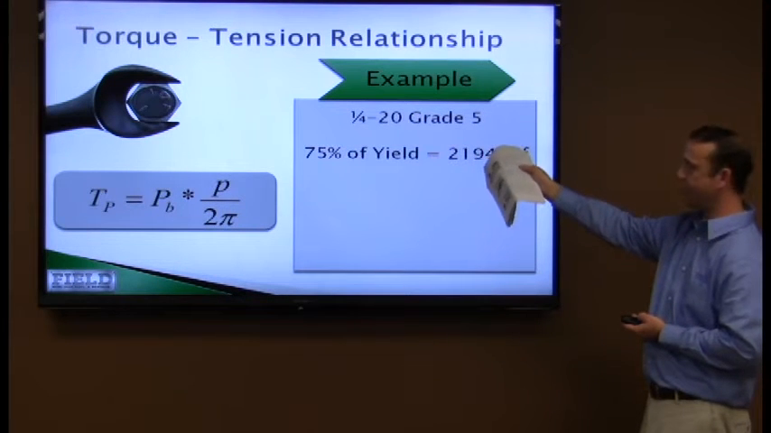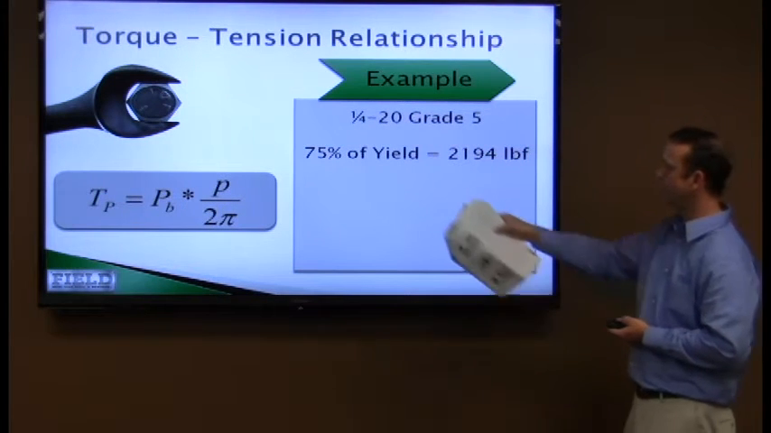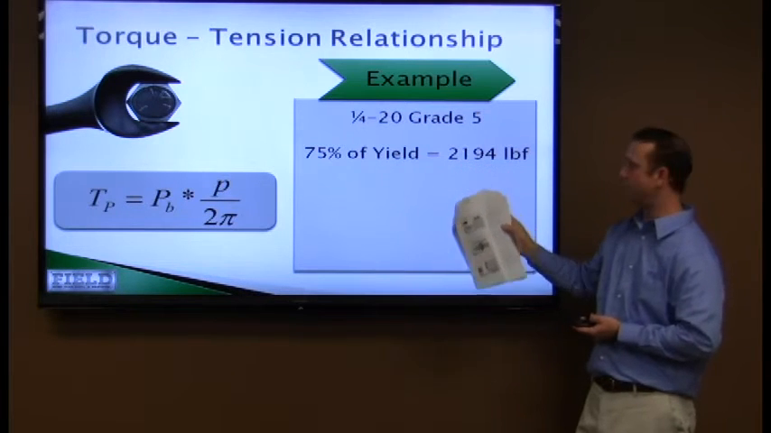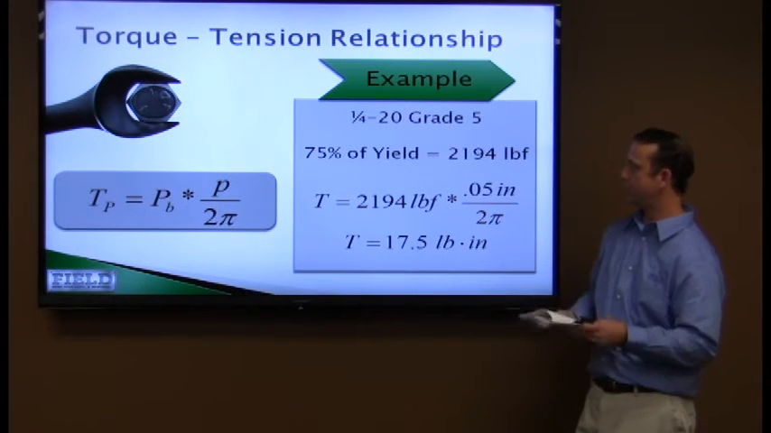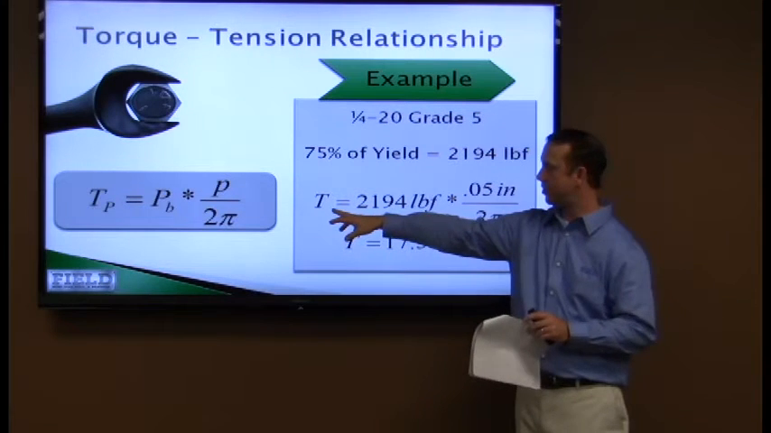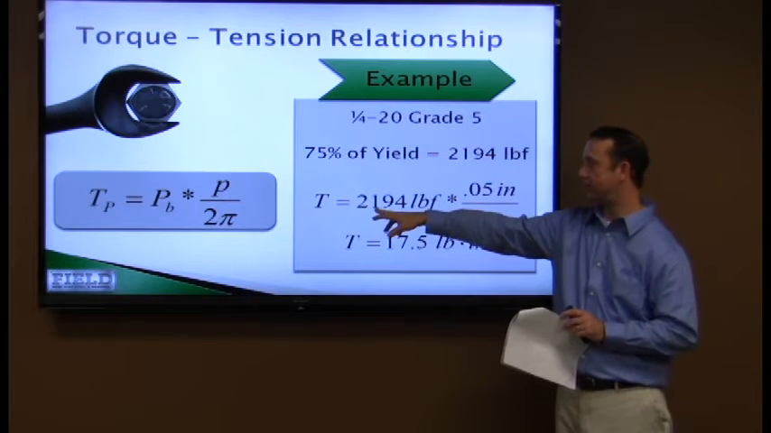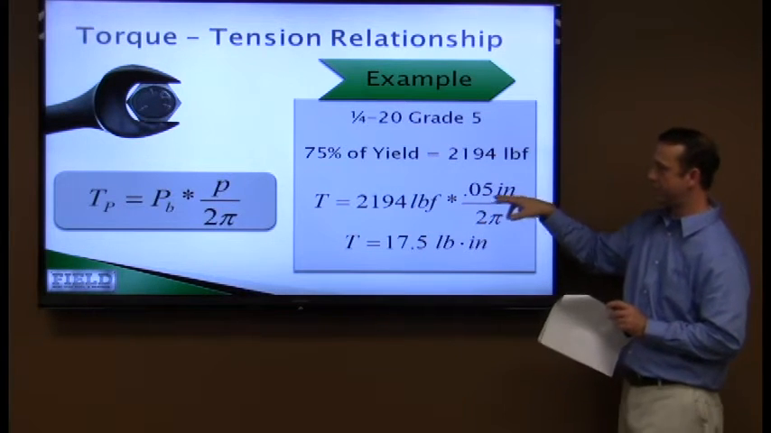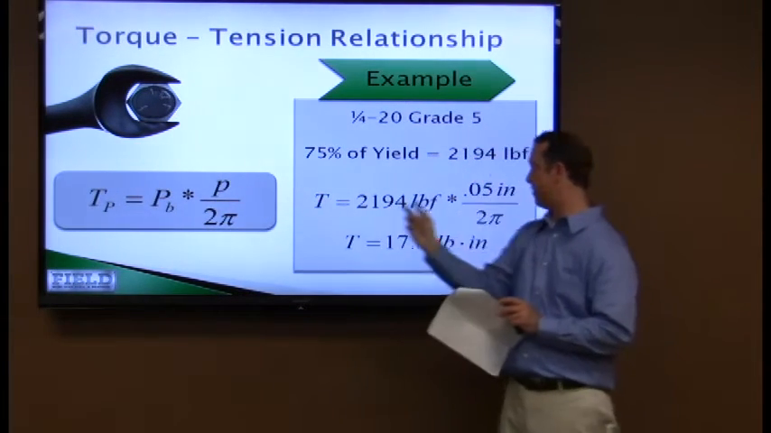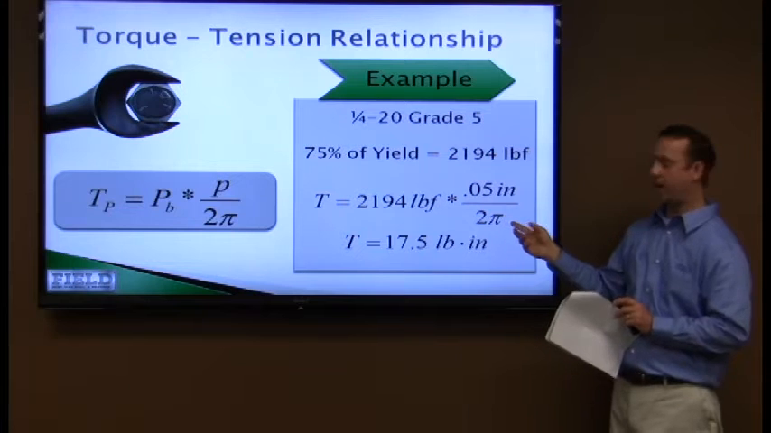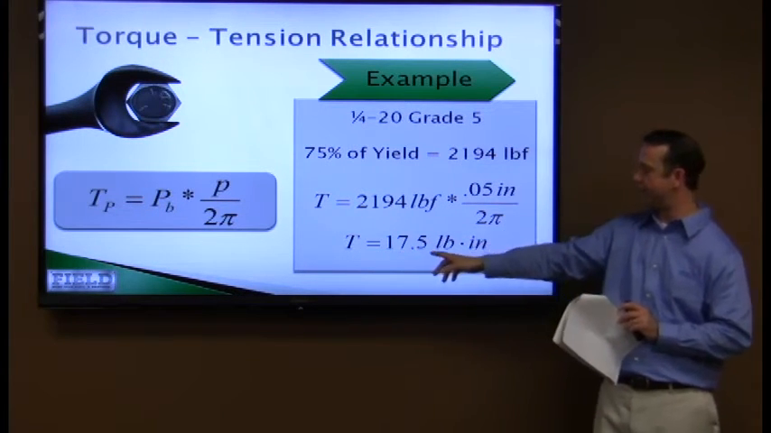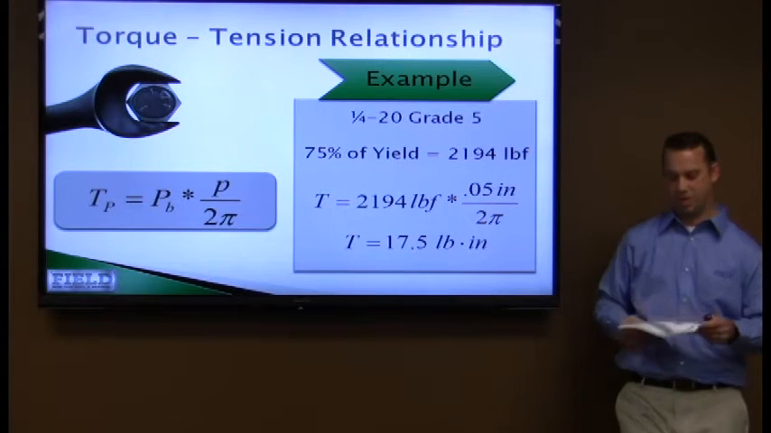Again, the quarter 20 grade 5, which is what Nathan was testing. Like we mentioned, 75% of yield is about 2,200 pounds of force. So if we plug that into our equation, the torque equals the 2194 pounds of force multiplied by your pitch, which is just 50 thousandths, over 2 pi. So again, that works out to the torque required to stretch that fastener at 17.5 inch-pounds of torque.